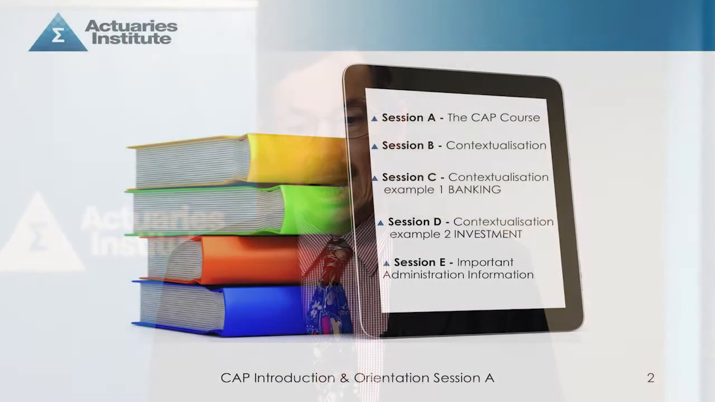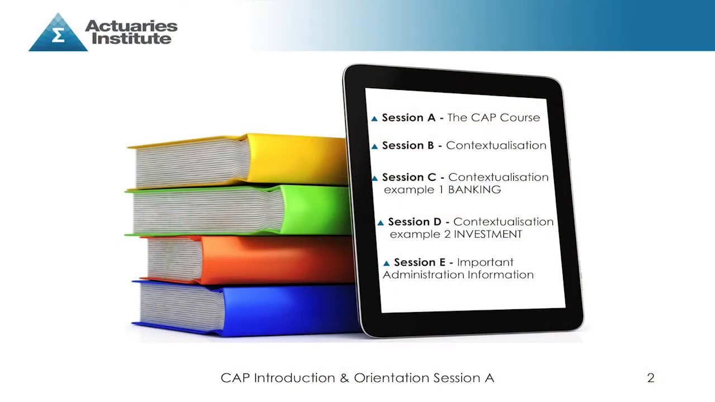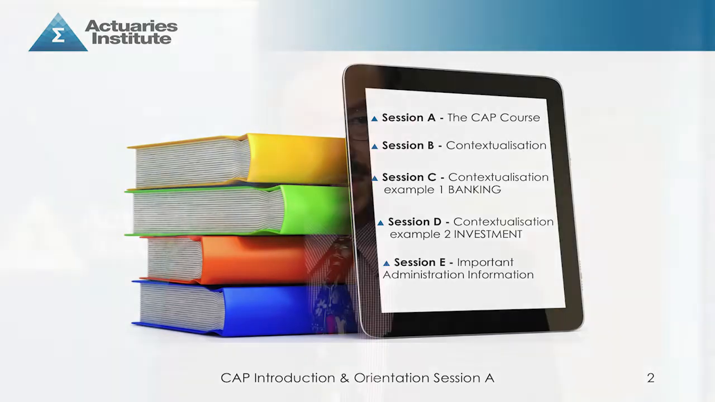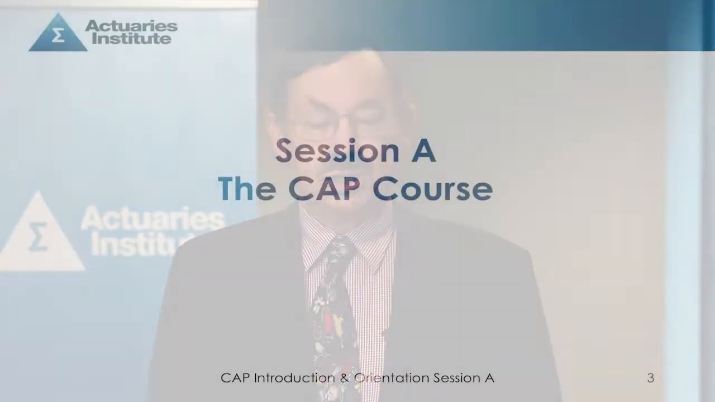We suggest very strongly that before you view Sessions C and D, after you've done Session B, that you actually practice doing the contextualisation on the 2 examples before you actually look at how it would have been done in a perfect world. And Session E, the last session, there's always administrative information which in fact can be crucial to your success. So the final session goes through the key issues in relation to CAP.